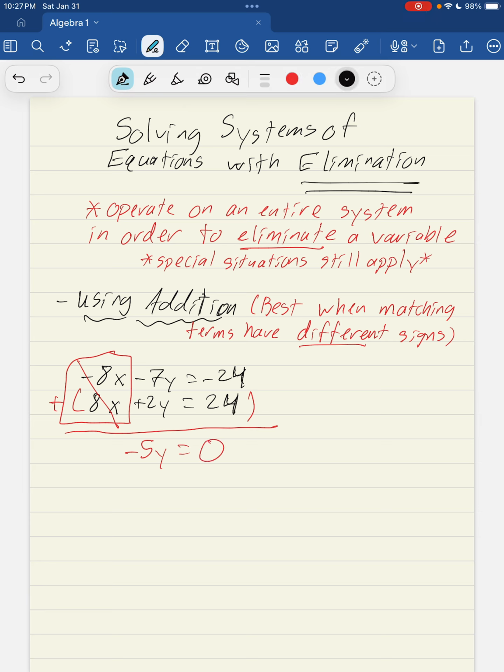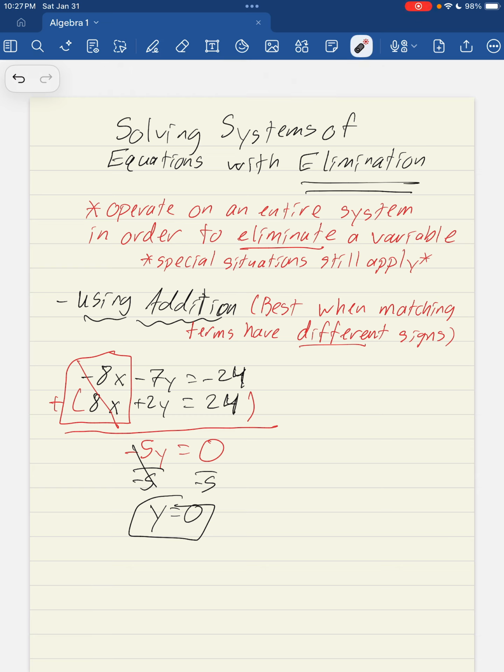If we wanted to just seal the deal here with algebra, y is almost by itself. I could just divide both sides by negative 5. We know 0 divided by anything is going to stay 0, so y equals 0. The problem is now half complete. We found our y. Now we need to find our x.